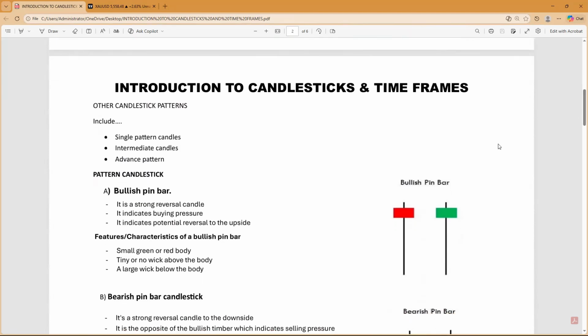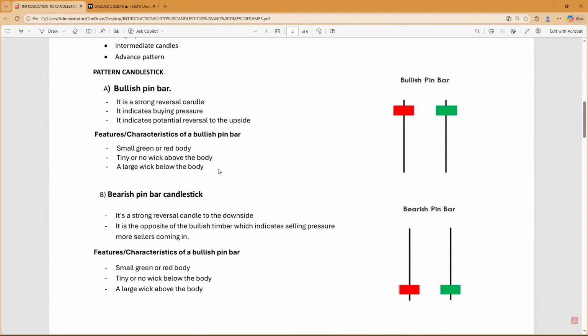Features or characteristics of a bullish pin bar: it has a small body, which might be green or red, as you can see here. A tiny wick at the top, or almost no wick. A large wick below. This shows the price was dropping down, and then buyers came in and tried to push the price up to here. That's why it is called a bullish pin bar.